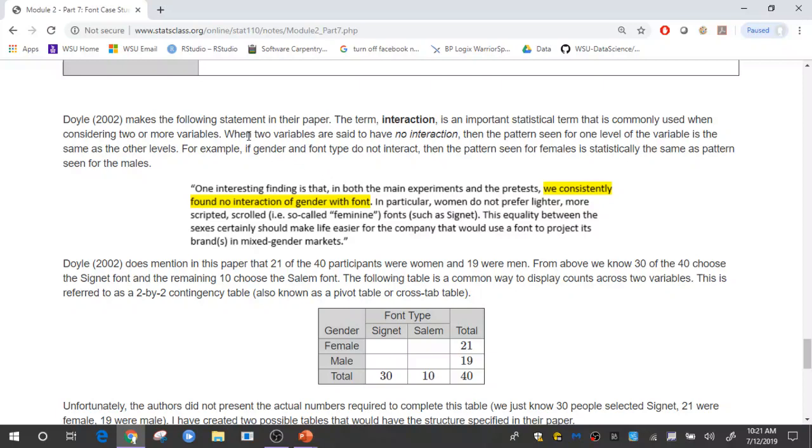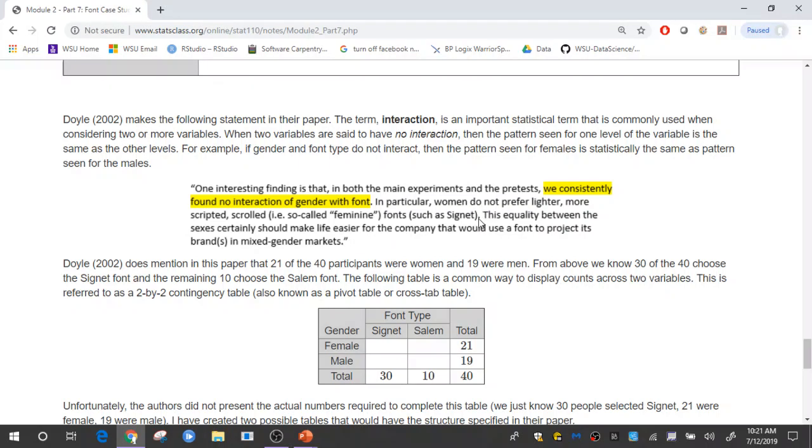So when we say two variables are said to have no interaction, what that means is that the pattern seen for one level, for example, gender, or for example, females, so the pattern seen for females is the same as the other level. So what that means here is that the pattern seen for the females is the same as the pattern seen for the males. So if we say that there's no interaction, that's what that means.